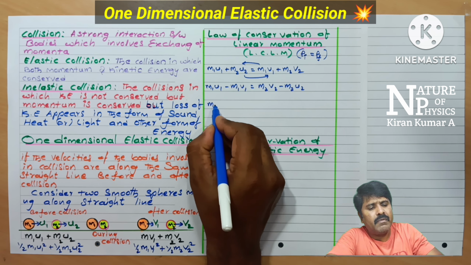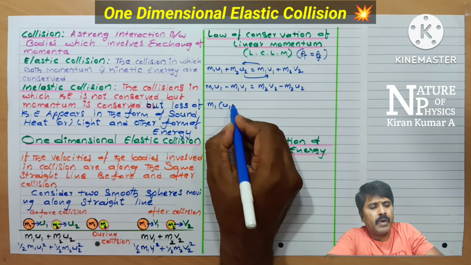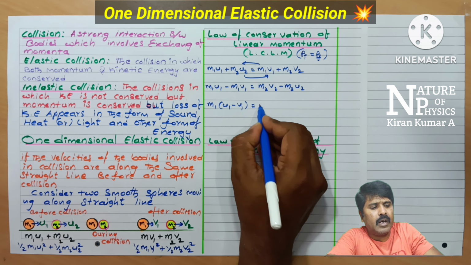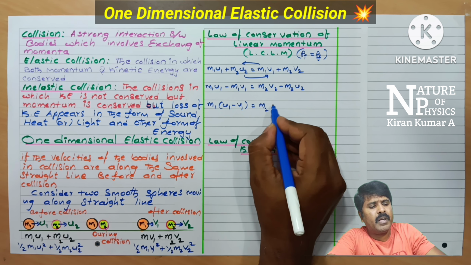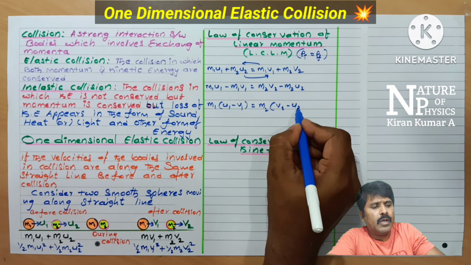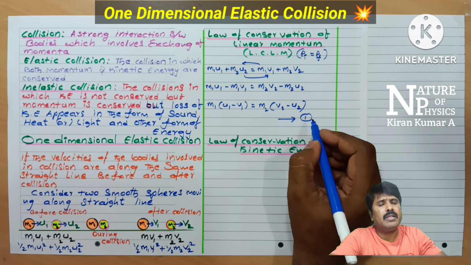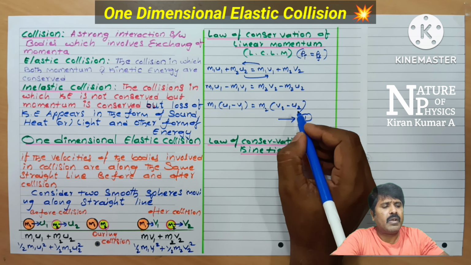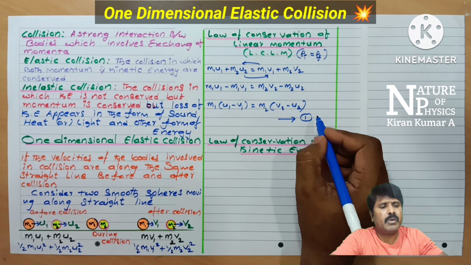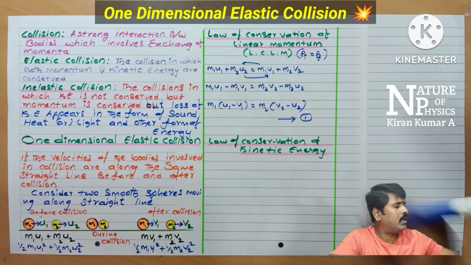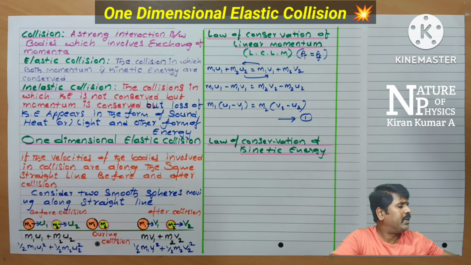Next step, taking m1 common on the LHS, u1 minus v1, is equal to m2 common on the RHS, v2 minus u2. This is taken as equation number 1. This is the law of conservation of linear momentum derivation: before the collision momentum is equal to after the collision momentum.